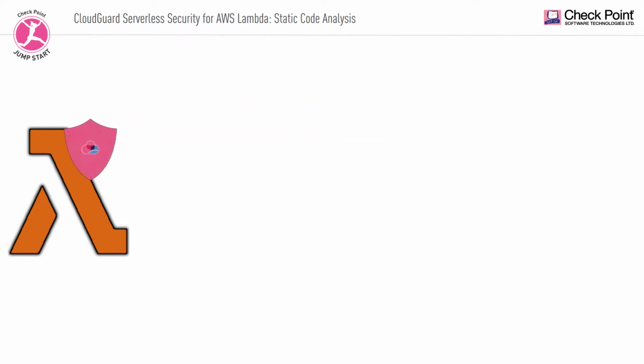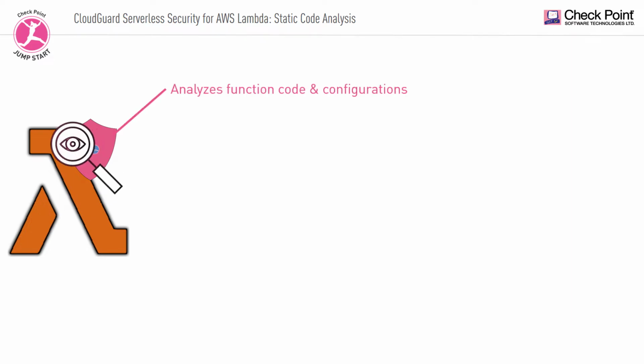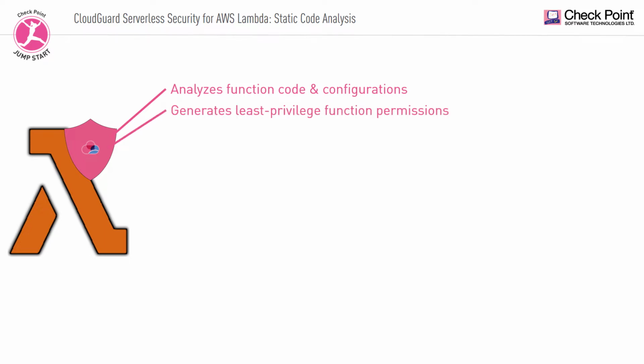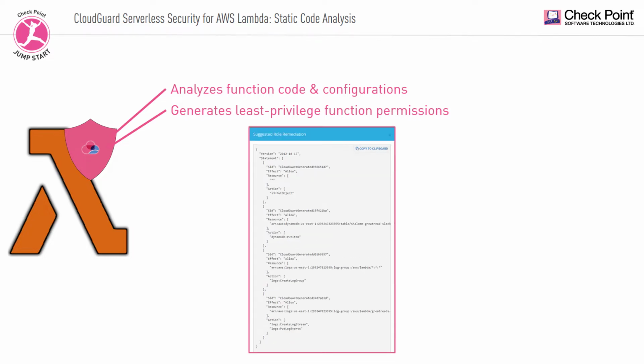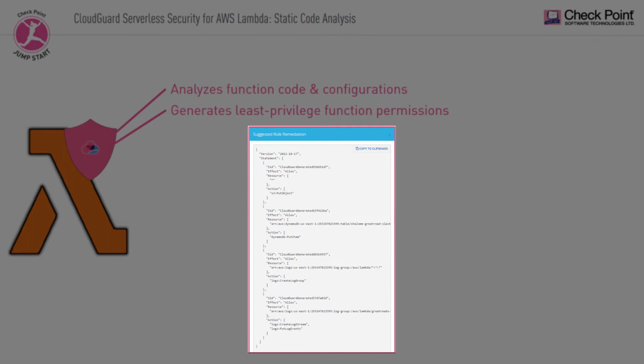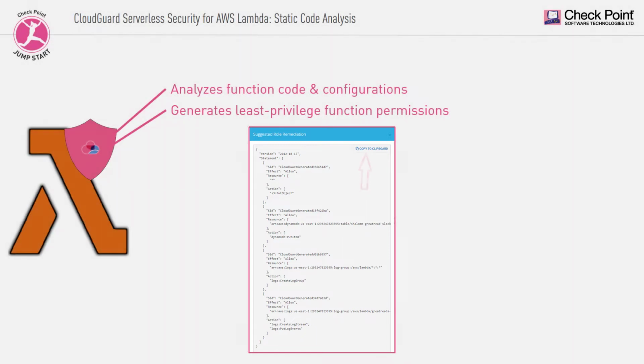Upon the onboarding of CloudGuard Serverless Security, static code analysis analyzes the serverless functions code and function configuration of the AWS account. It detects configuration risks and automatically generates least privilege function permissions. It outlines recommended steps for remediation, including recommended least permissive IAM privileges in JSON format. The security admin can just copy and paste this directly into the relevant IAM role policy.